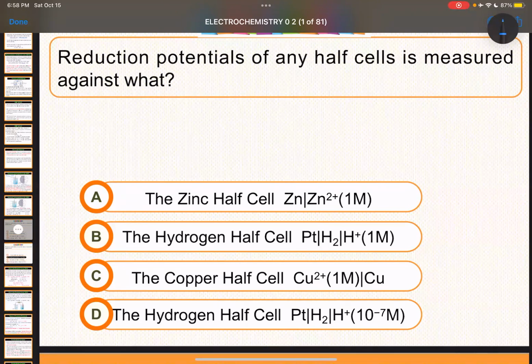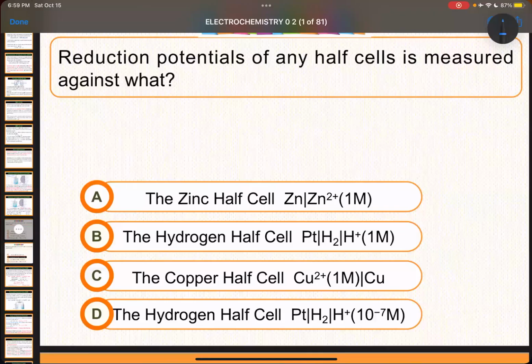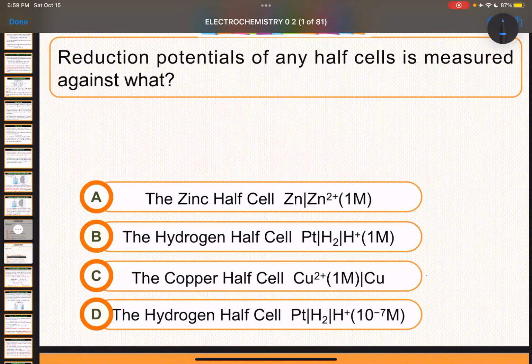Yeah, Memuna. Any half cell? Yeah. Copper. Which one? Option C. Option C.